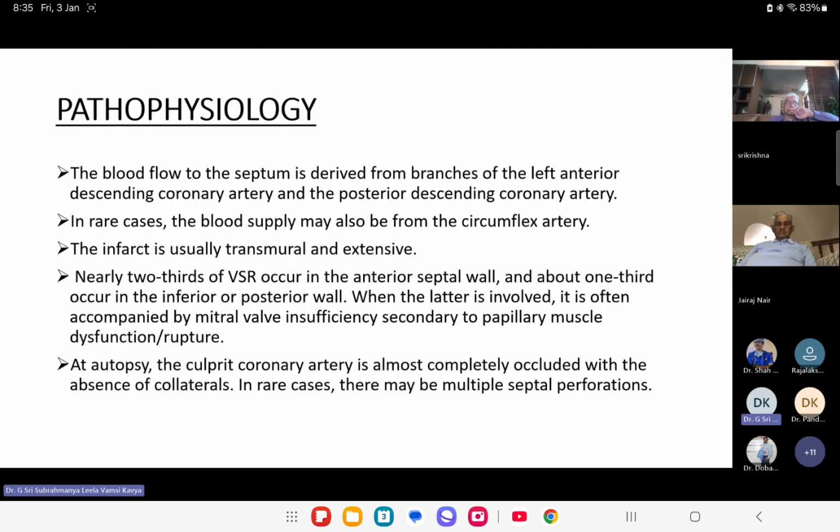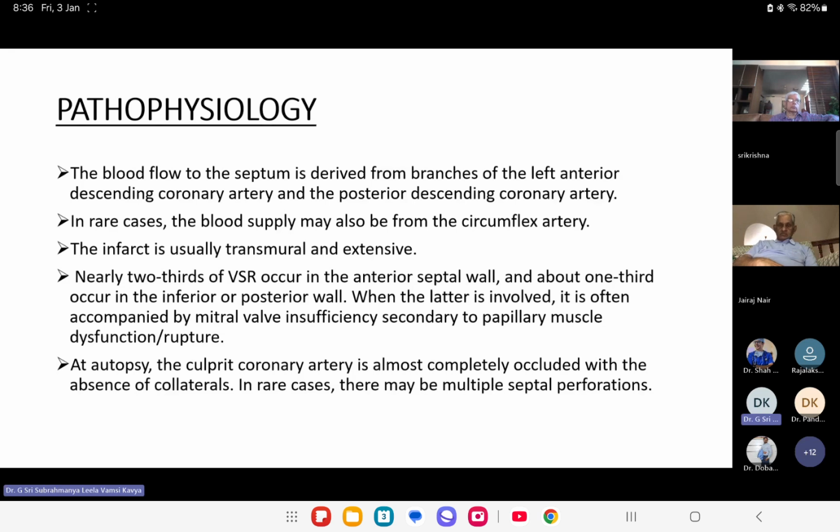Pathophysiology. The blood flow to the septum is derived from the branches of the left anterior descending coronary artery and the posterior descending coronary artery. In rare cases, it is also supplied by the circumflex artery. The infarct is usually transmural and extensive. Nearly 2/3 of VSR occur in the anterior septal wall and about 1/3 occur in the inferior or posterior wall. When the latter is involved, it is often accompanied by mitral valve insufficiency secondary to papillary muscle dysfunction or rupture. At autopsy, the culprit coronary artery is almost completely occluded with the absence of collaterals. In rare cases, there may be multiple septal perforations.